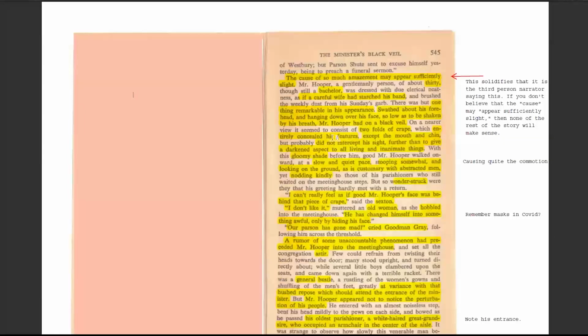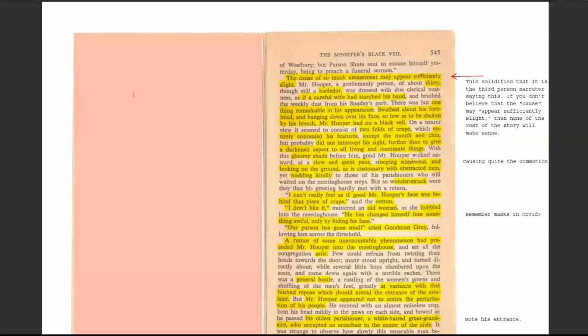"On a nearer view, it seemed to consist of two folds of crape, which entirely concealed his features except for the mouth and chin, but probably didn't intercept his sight further than to give a darkened aspect to all the living and inanimate things." So it's like wearing sunglasses. He could see out, but you can't see in, except for his mouth. "With this gloomy shade," see, now the veil becomes a gloomy shade. Remember, I'm telling you, the narrator is painting with words.